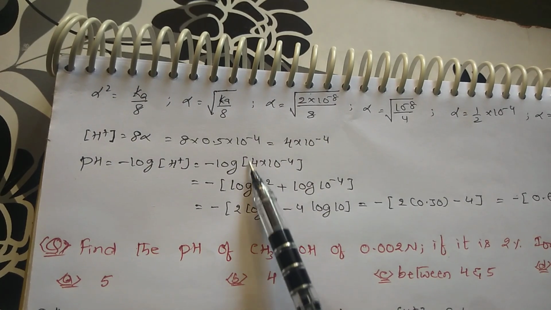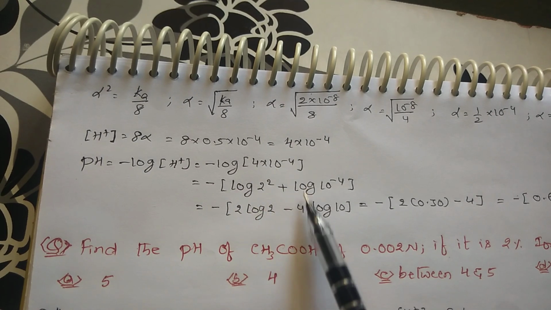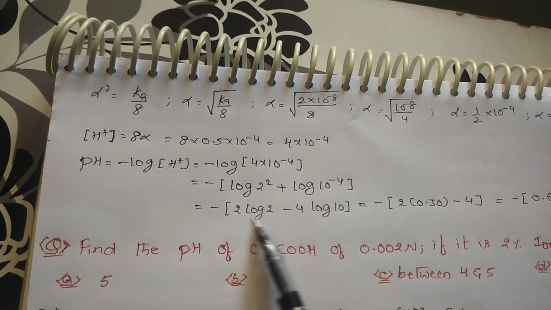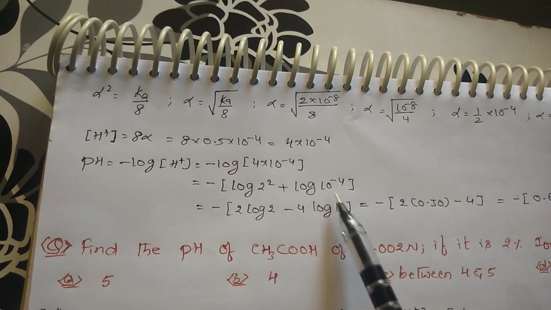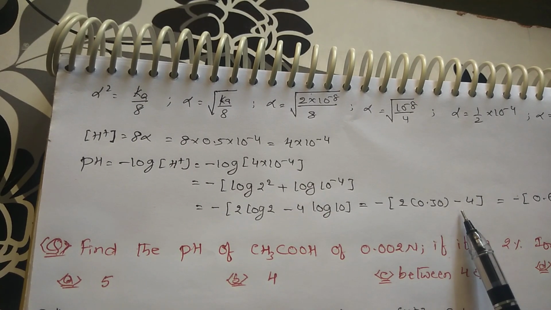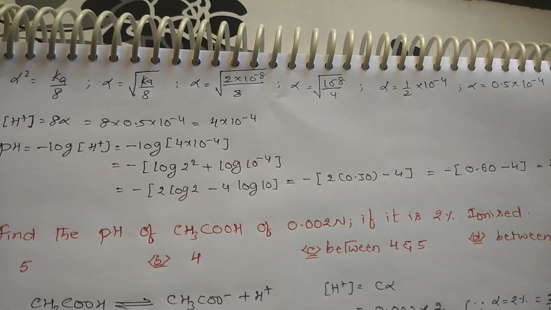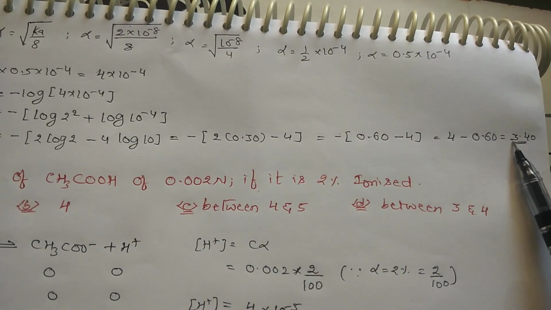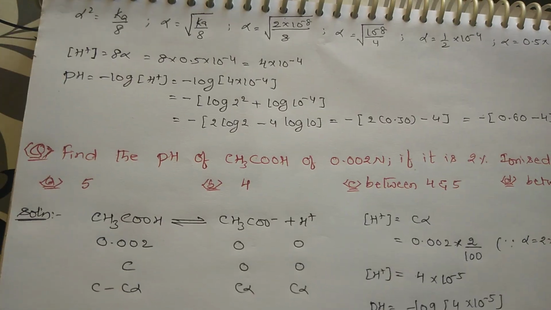Log 4 can be written as log 2 square. Log AB, right? Log 4 is log 2 square plus log 10 power minus 4. Log 2 square is 2 log 2, and the log 2 value is 0.3010. So it is 2 into 0.30 minus 4 log 10. Log 10 value is 1. So it becomes 2 into 0.30 minus 4. If you send the minus inside, it becomes 4 minus 0.60, and the answer is 3.40.